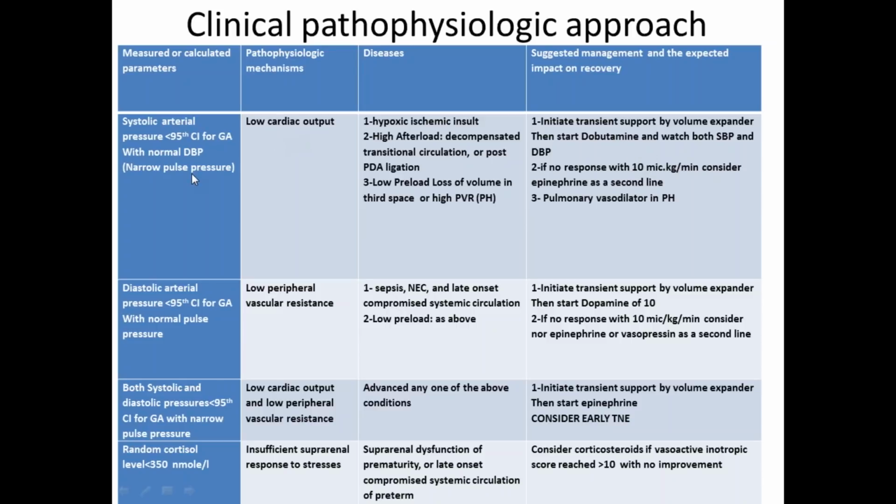Remember to look at the diastole, which should be normal in this case, because the dobutamine might lower the diastolic blood pressure more. So you have low systole but with narrow pulse pressure.